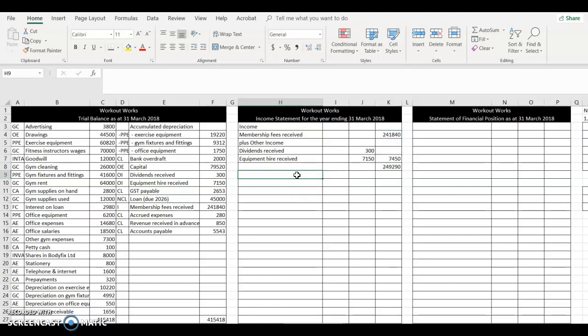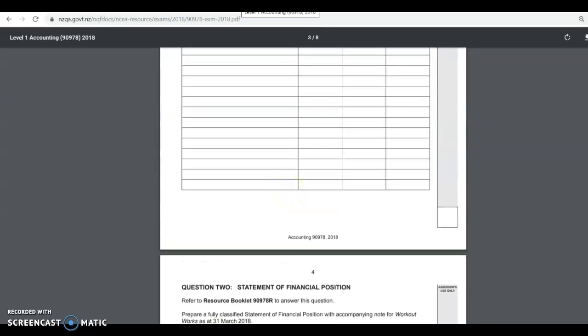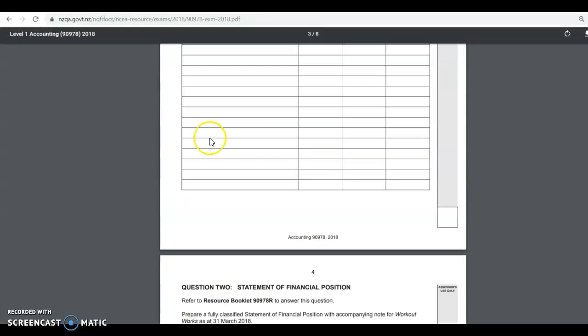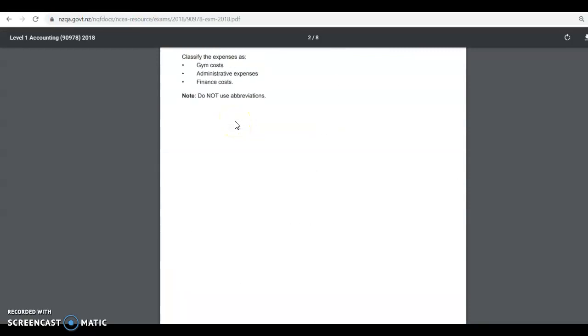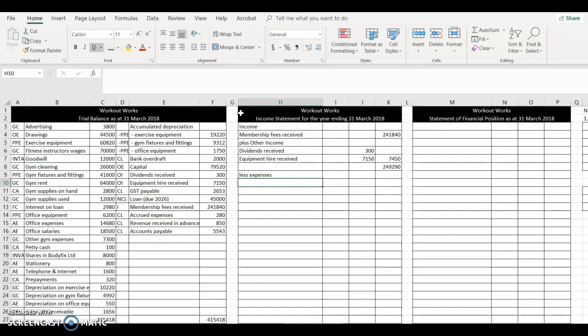Then we're going to go less expenses. When we're doing this, we'll just find the question, and the resource booklet tells us how we are to classify these. And so they are gym cost, administrative expenses and finance cost. It also tells us do not abbreviate. If we abbreviate, we lose marks.